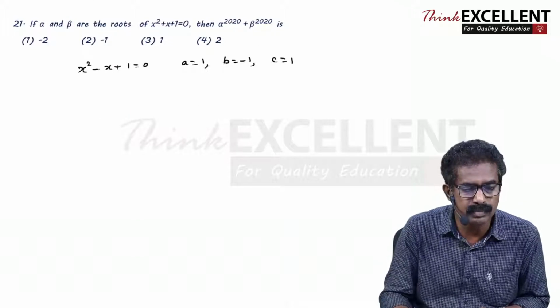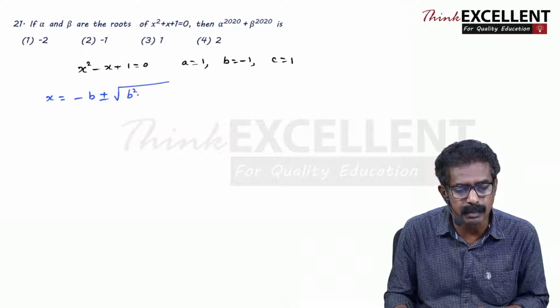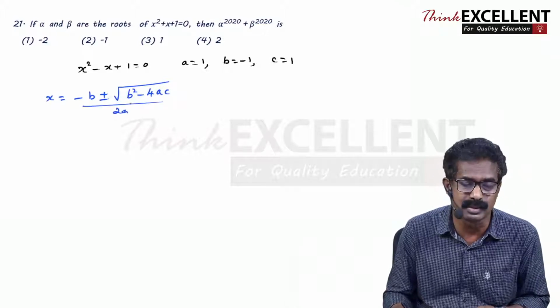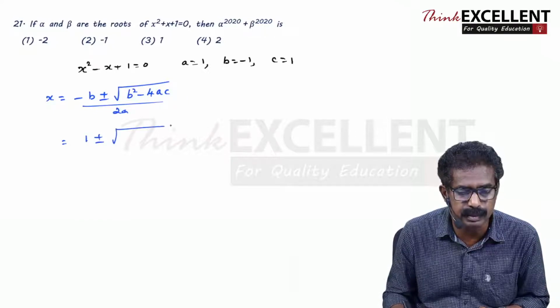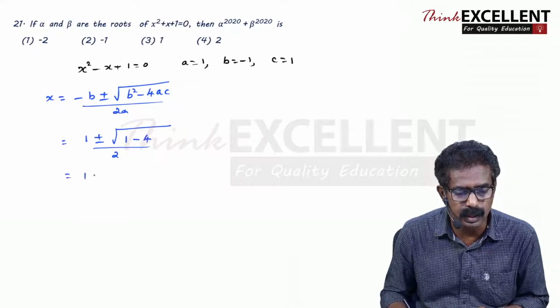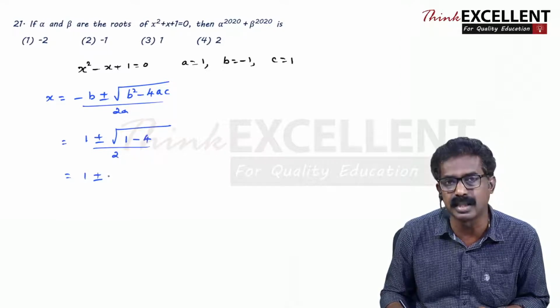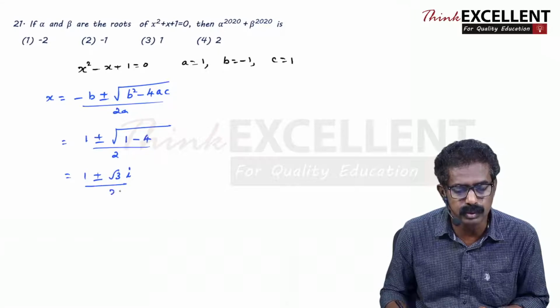Now x equal to, we use the formula minus b plus or minus root of b square minus 4ac, by 2a. So remember all the formulas you studied in the lower classes. Minus b, so 1, plus or minus root of b square 1 minus 4 into a 1 c 1, by 2a, 2 into 1, 2. So you are getting 1 plus or minus root of minus 3. So root 3 into i you can write, by 2. So two values you are getting.